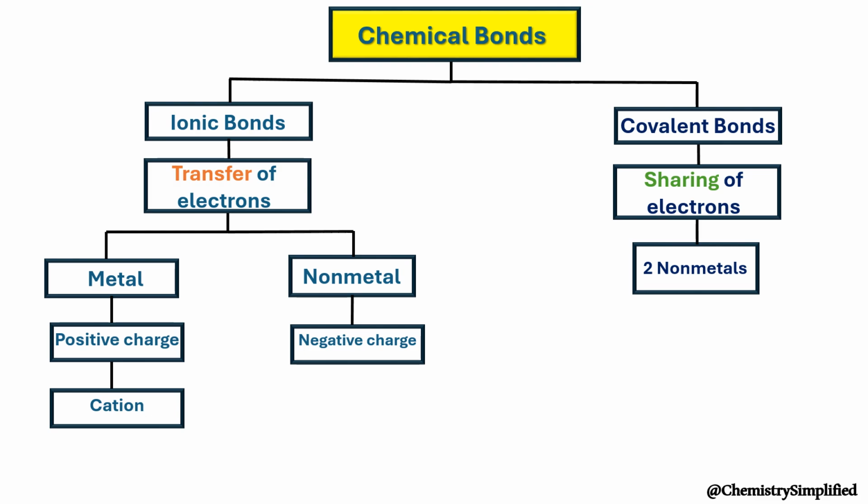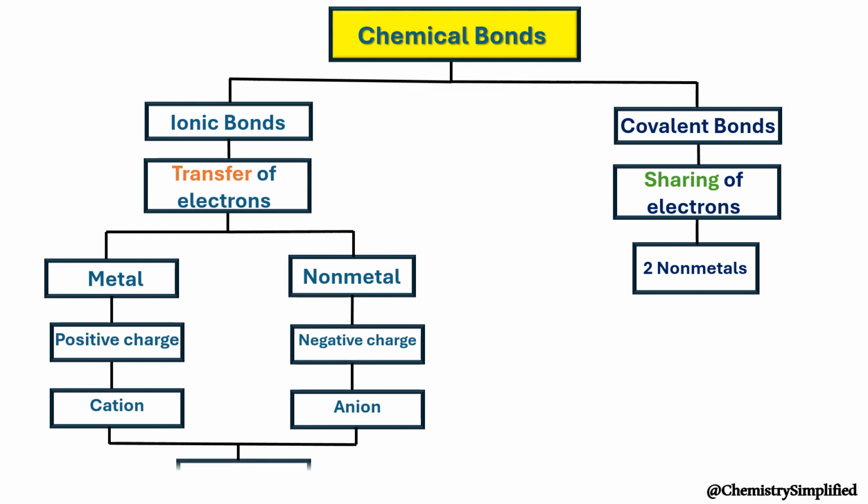The positive charge is called a cation, whereas the negative charge is referred to as an anion. And together, the positive and the negative charge are referred to as electrolytes. We will have a lecture where we'll cover the topic of electrolytes.